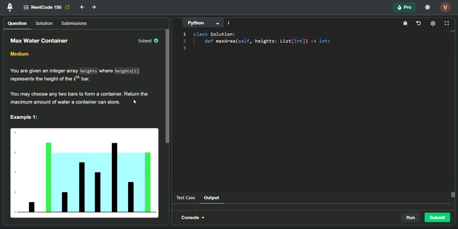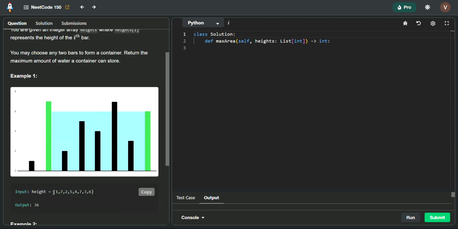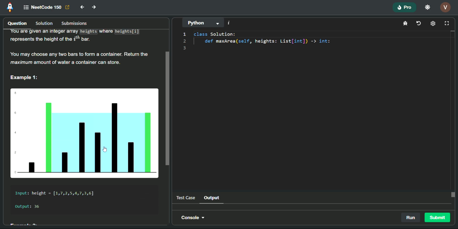Today I will be solving the problem max water container. This problem kind of builds on our understanding of two pointers. So first, let's understand the problem before we even solve it. We are given an input array, heights, which represents the height of our graph. So 1 is right here, 7 is right here, 2 is right here, and so forth.